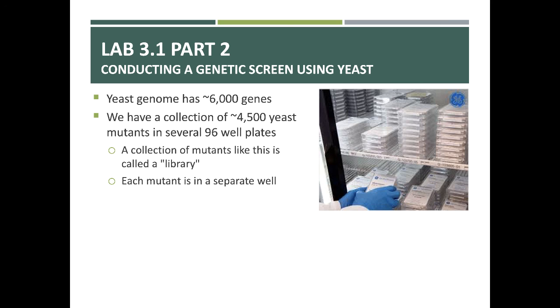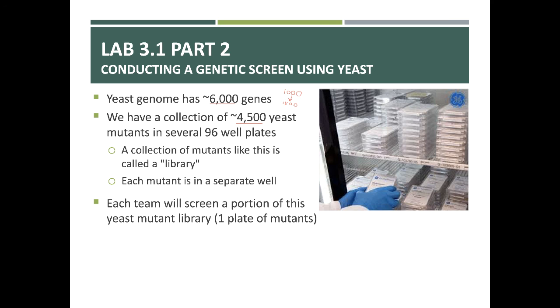Now, real quick here, you might have wondered, if there are 6,000 genes in yeast, why do we only have 4,500 mutants? The reason for that is that somewhere between 1,000 and 1,500 genes in yeast are essential, meaning if we mutated them, the yeast cell would not survive. And if they don't survive, we can't hardly study them, and they can't form a colony to store in a plate. So there are some genes that are just a little bit more difficult to get at, and that would be these essential genes. Non-essential genes are in these plates.